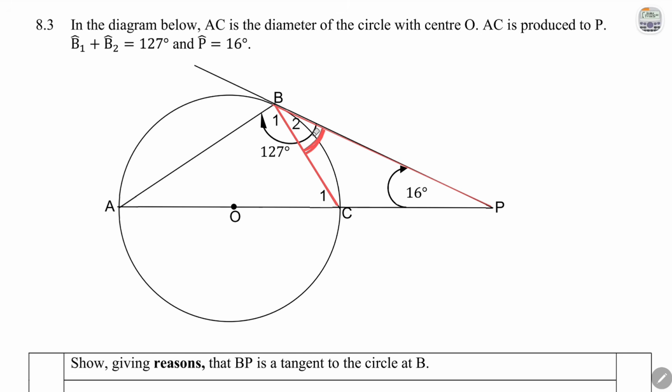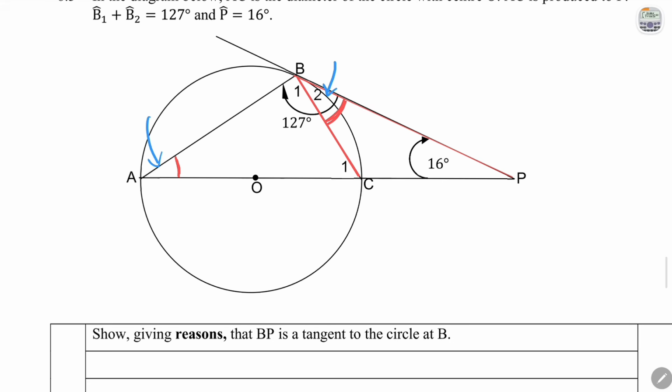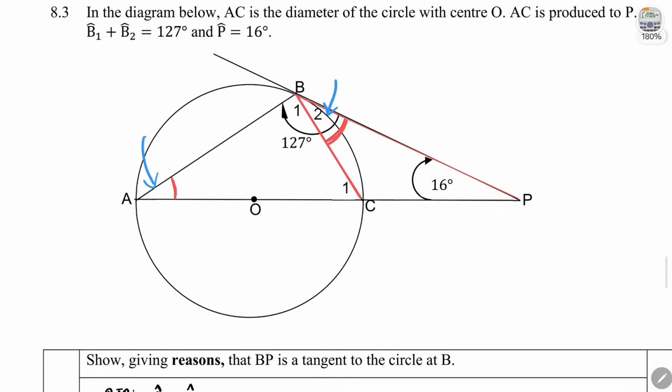So we need to show that angle B2 is actually equal to angle A, which would just mean find angle B2 and then find angle A. And if they are equal, then this BP actually is a tangent. So let's go ahead and prove this. We're going to have to find angle B2 and angle A. So we are required to prove, or to show at least, that angle B2 is equal to angle A. We'll just hold on to that.